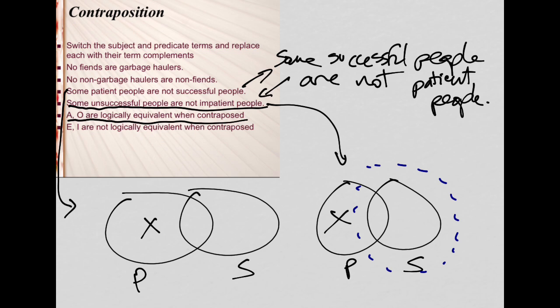And lo and behold, the two pictures match, which is what we expected, because an O statement is logically equivalent when contraposed. All right? So we'll just cover a few more little quirks or twists here in how this gets done in the next video, but basically that's how this works in terms of conversion, obversion, and contraposition.